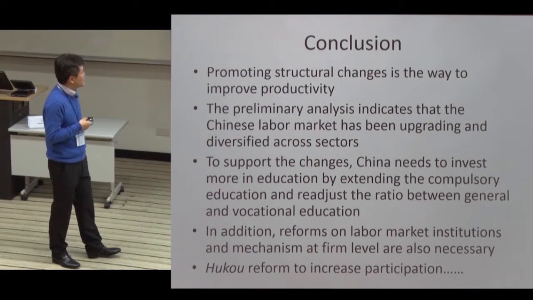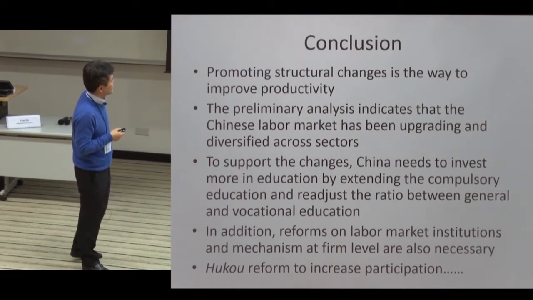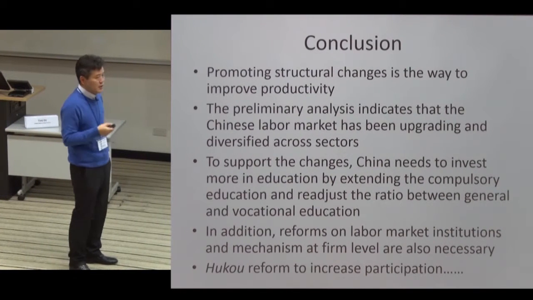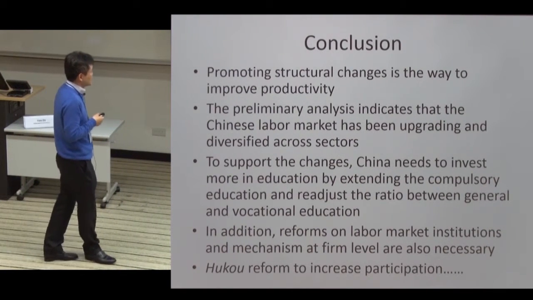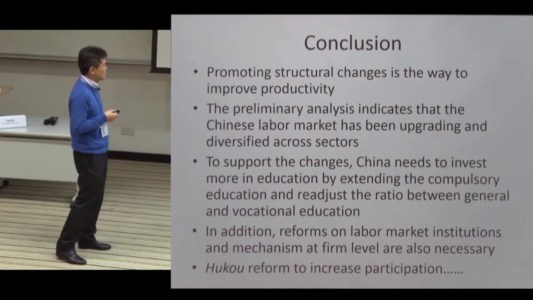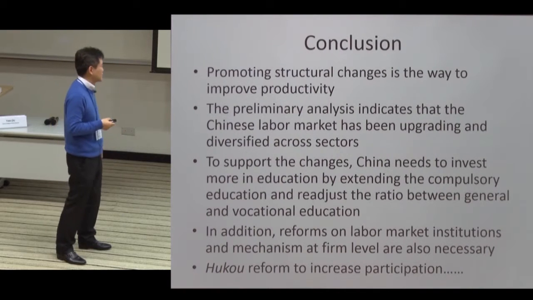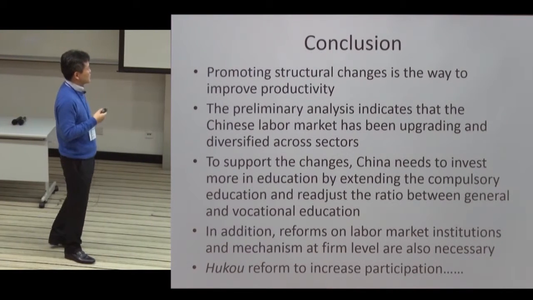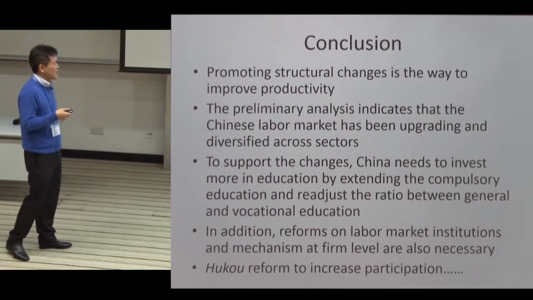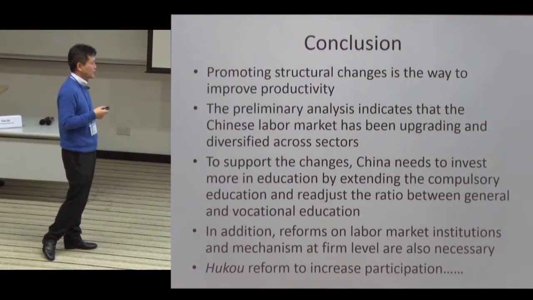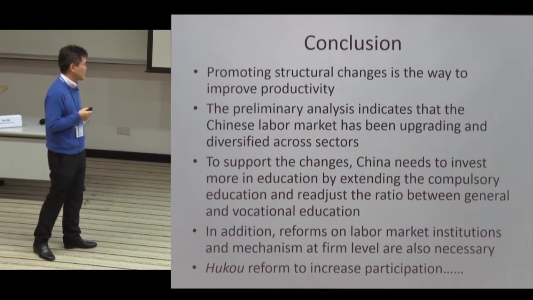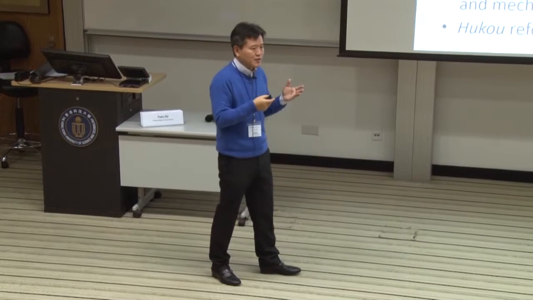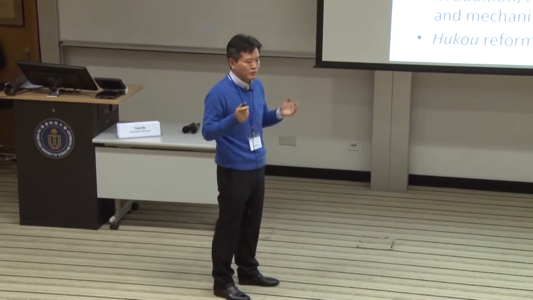The preliminary analysis indicates that the Chinese labor market has already been upgrading and diversifying across sectors. To support these changes, China needs to invest more in education and also needs to focus more on general education in the 12 years. In addition, China needs to make labor market institutions more flexible at this stage of economic development. Also, other reforms like hukou reform to further increase labor mobility are very important.